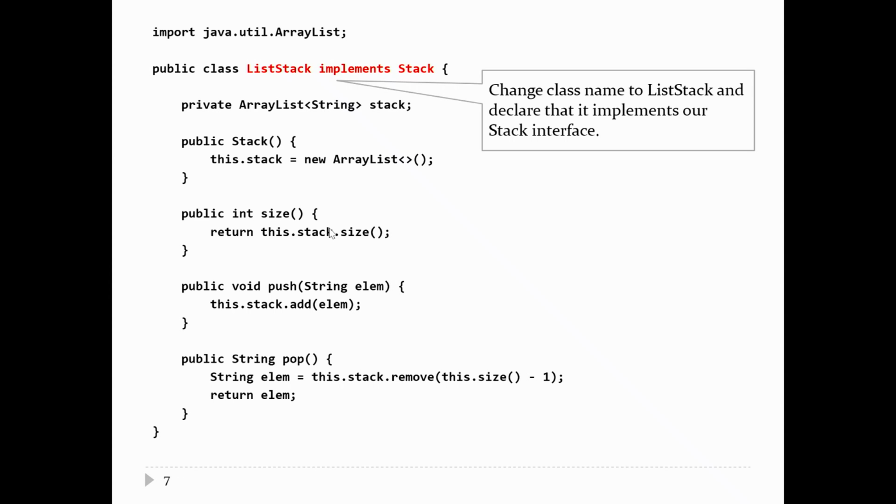OK, so here's our list stack. That's our array list stack. I'm going to change its name to list stack to indicate that it's actually using a list to implement the stack. And then I'm going to say that it implements our stack interface. And that's it. That's the only change I have to make. Because the methods in this class are size, push, and pop, I get the isEmpty method for free. So all I have to do is change the name from stack to list stack and say that it implements the stack interface. So that was straightforward. I'm not going to do the array-based stack yet because that forces me to change the int array-based stack to a string array-based stack.